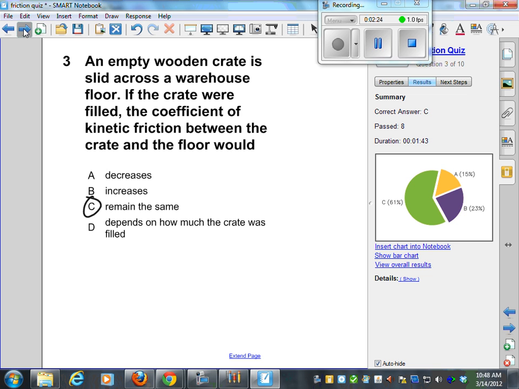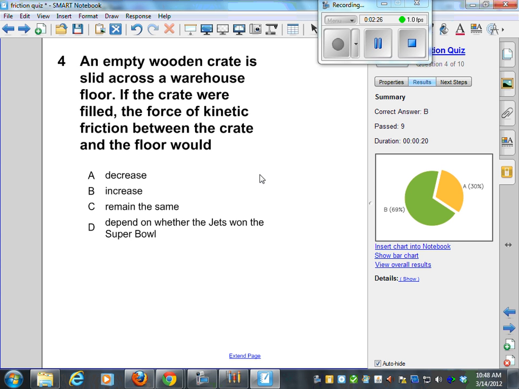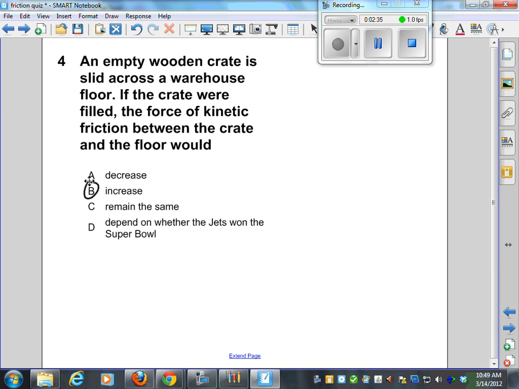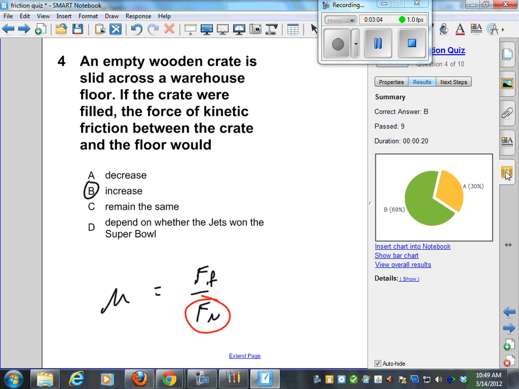Now, I believe the next question says, an empty wooden crate is slid across a warehouse floor. If the crate were filled, the force of kinetic friction would? That would increase. Why does that increase? Well, because mu equals F over Fn. If the mu has to stay the same and the crate is filled, that means that the normal force gets bigger. So for mu to remain the same, what has to happen to friction? It also has to get bigger, exactly the same amount, right? If the crate now weighs 10 times as much, guess what? The force of friction is going to be 10 times as much. Correct answer is B. How we do? Not bad.